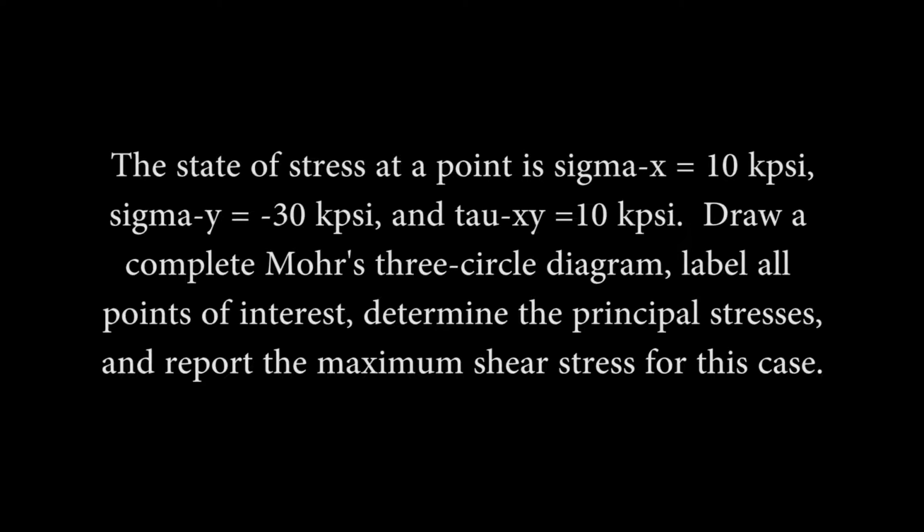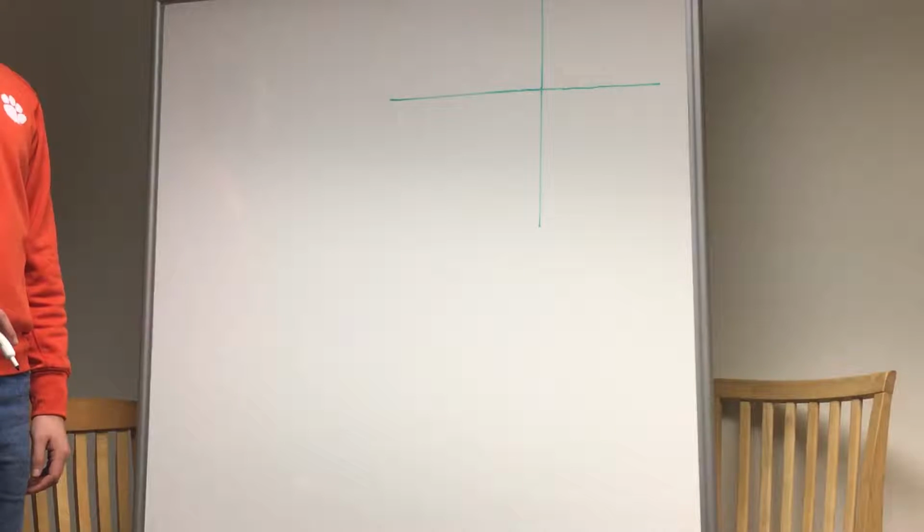The state of stress at a point is sigma x equals 10 kpsi, sigma y equals negative 30 kpsi, and tau xy equals 10 kpsi. Draw a complete Mohr's circle diagram, label all points of interest, determine the principal stresses, and report the maximum shear stress for this case.